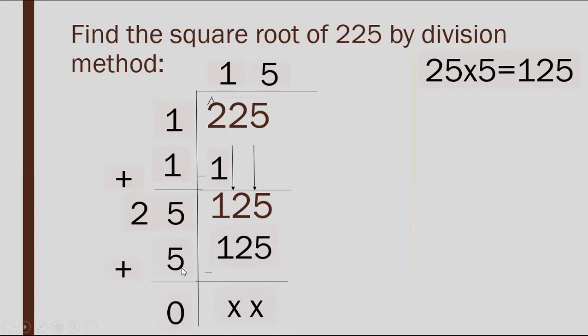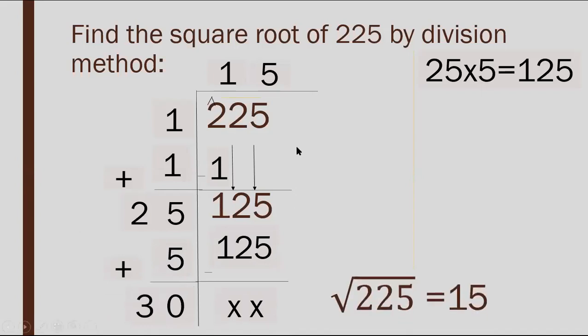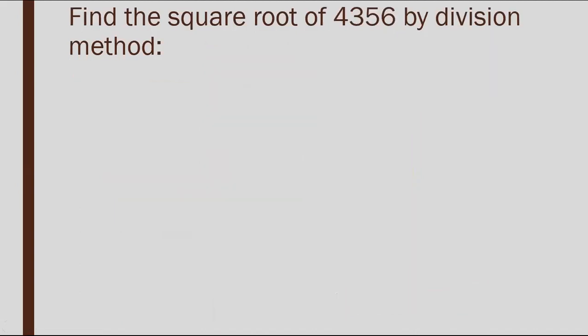So 25 plus 5: 5 plus 5 is 10. 0 is copied here. And 2 plus 1 is 3. Okay. So the square root of 225 is 15.